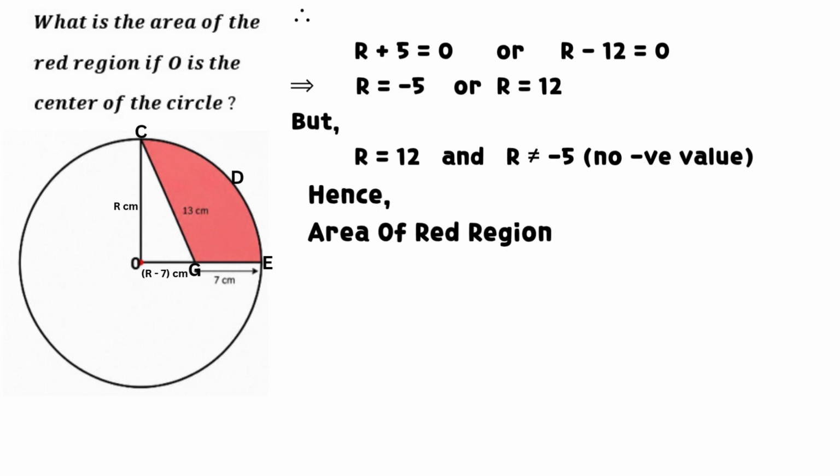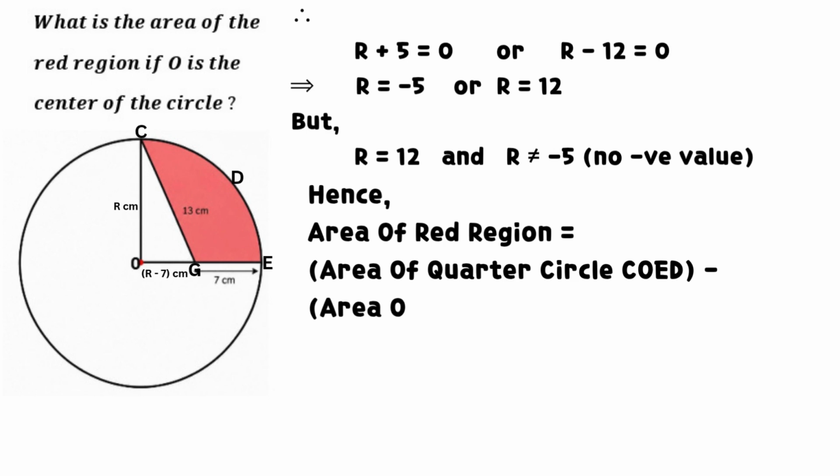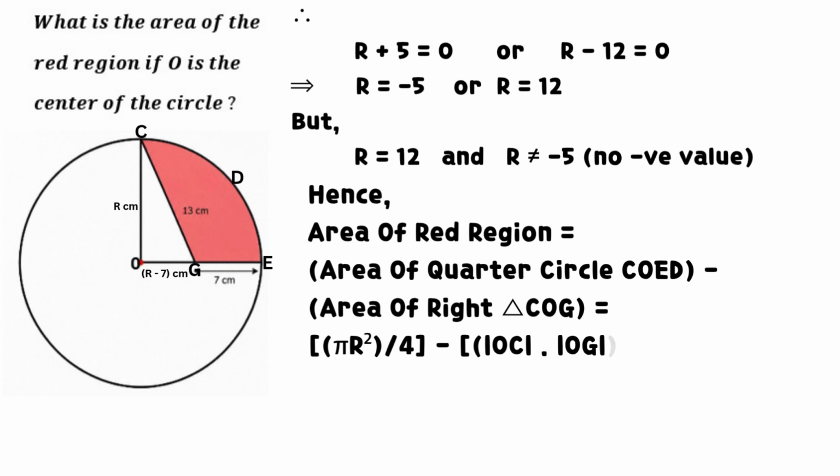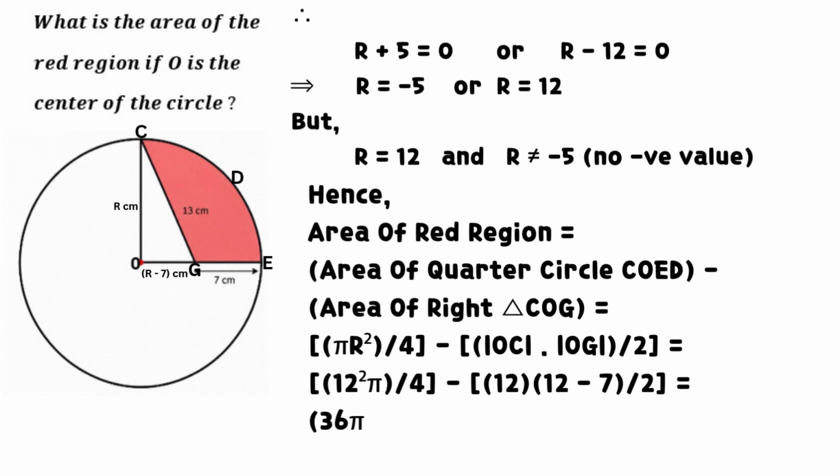Hence, area of red region equals area of quarter circle COD minus area of right triangle COG, which equals 1/4 of pi times the square of R minus half the product of length OC and length OG. Substitute values. Therefore, area of red region equals 36 times pi minus 30, all in square centimeters, which equals 6 times, in bracket, 6 times pi minus 5, all in square centimeters.